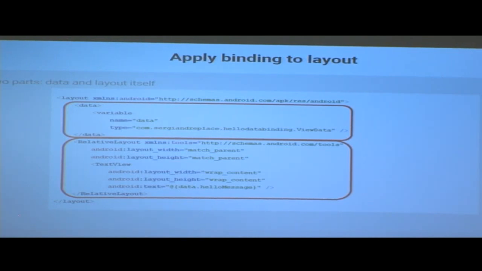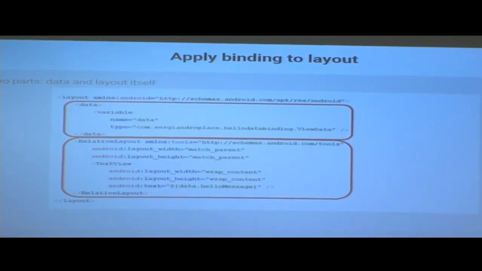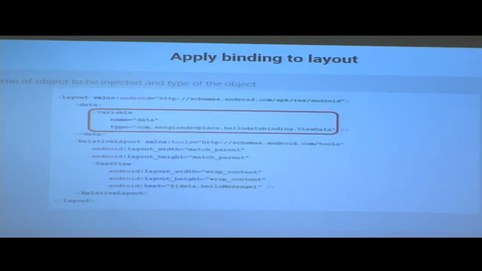And then we have this data. The data is used to tell the data binding how the information will be moved from source code to the UI. We declared a variable. A variable is just an object that we are telling the data binding, hey, this layout will receive this object. This object will be called data, it's just a random name, and it will be based on this class, com.setcontentview.hello.databinding.viewdata, okay?